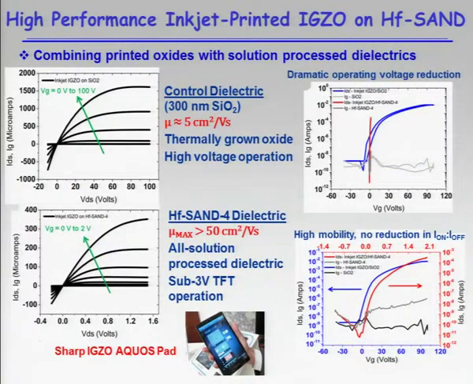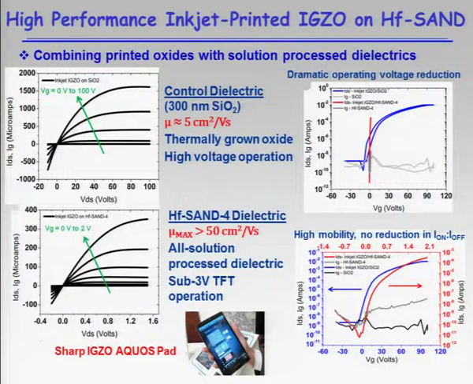There's a lot of stuff on this slide, but this is the inkjet printed IGZO on silicon dioxide. Yeah, it's an okay mobility. This is on the hafnium self-assembled dielectric, so all solution processed, very low operating voltage, really nice transistors.